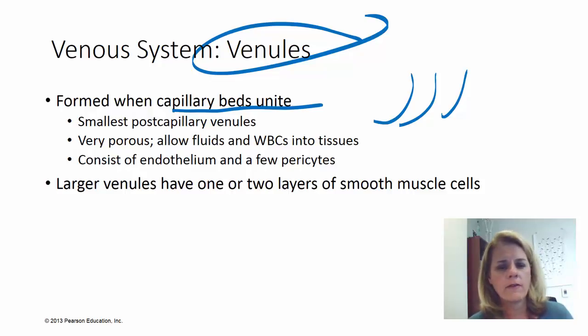They're not as thick-walled as the arterioles. Most of them are just one layer of endothelium. Some of the larger ones may have two, but these little small venules is typically where things can exit out, white blood cells, into the tissues.